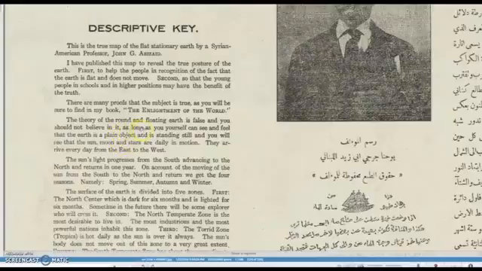The theory of the round and floating Earth, the spinning ball Earth, is false, and you should not believe in it as long as you yourself can see and feel that the Earth is a plane object and is standing still, and you will see that the sun, moon, and stars are daily in motion. They arrive every day from the east to the west. The sun's light progresses from the south, advancing to the north, and returns in 1 year.